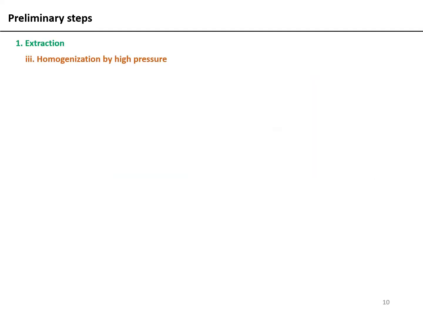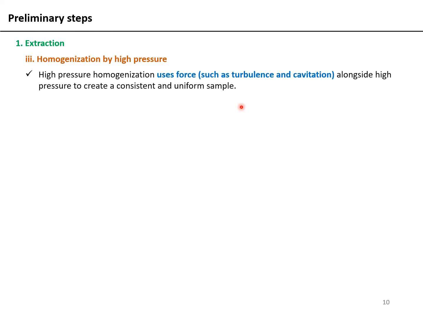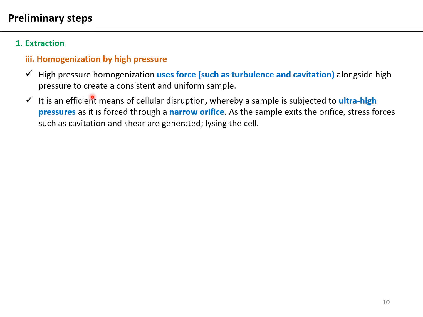So the next method that we are going to discuss is homogenization by application of high pressure. High pressure homogenization uses forces such as turbulence and cavitation along with high pressure to create a consistent and uniform sample. So what do I mean by that? We will clarify. It is an efficient means of cellular disruption whereby a sample is subjected to ultra high pressure as it is forced through a narrow orifice.